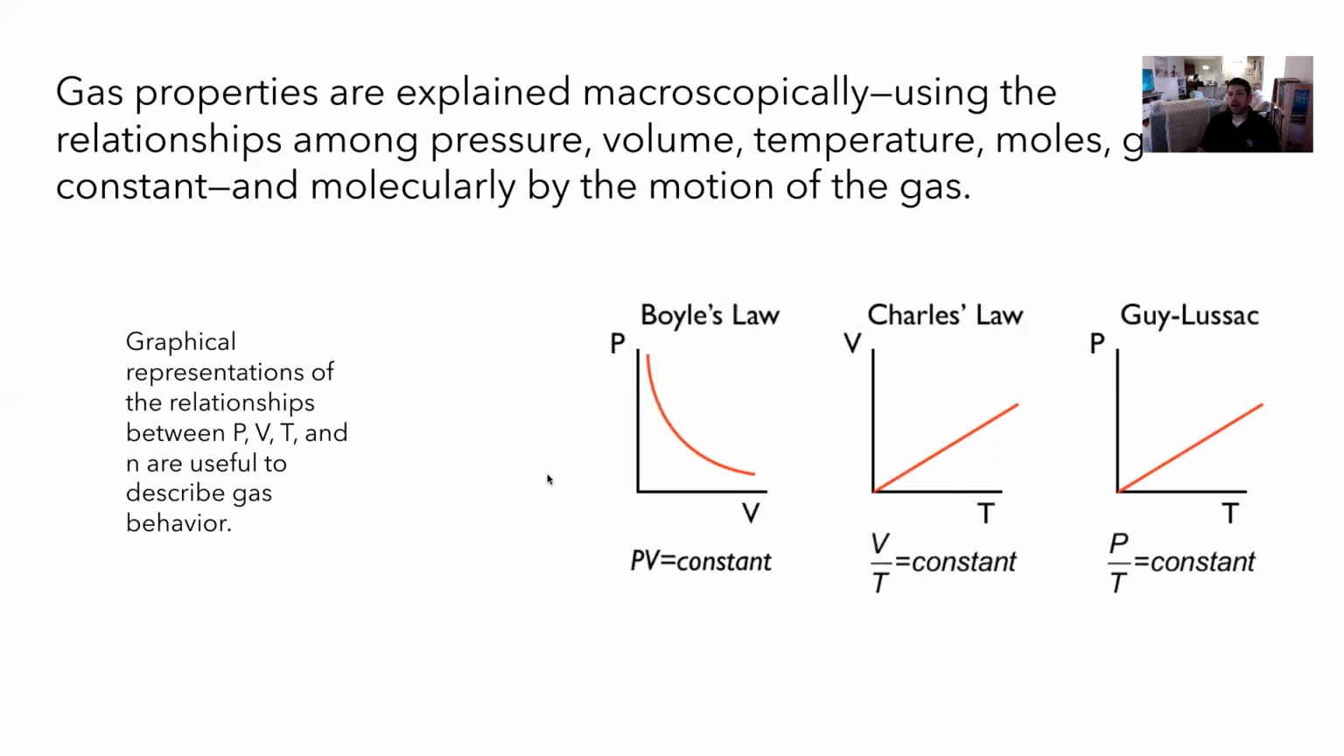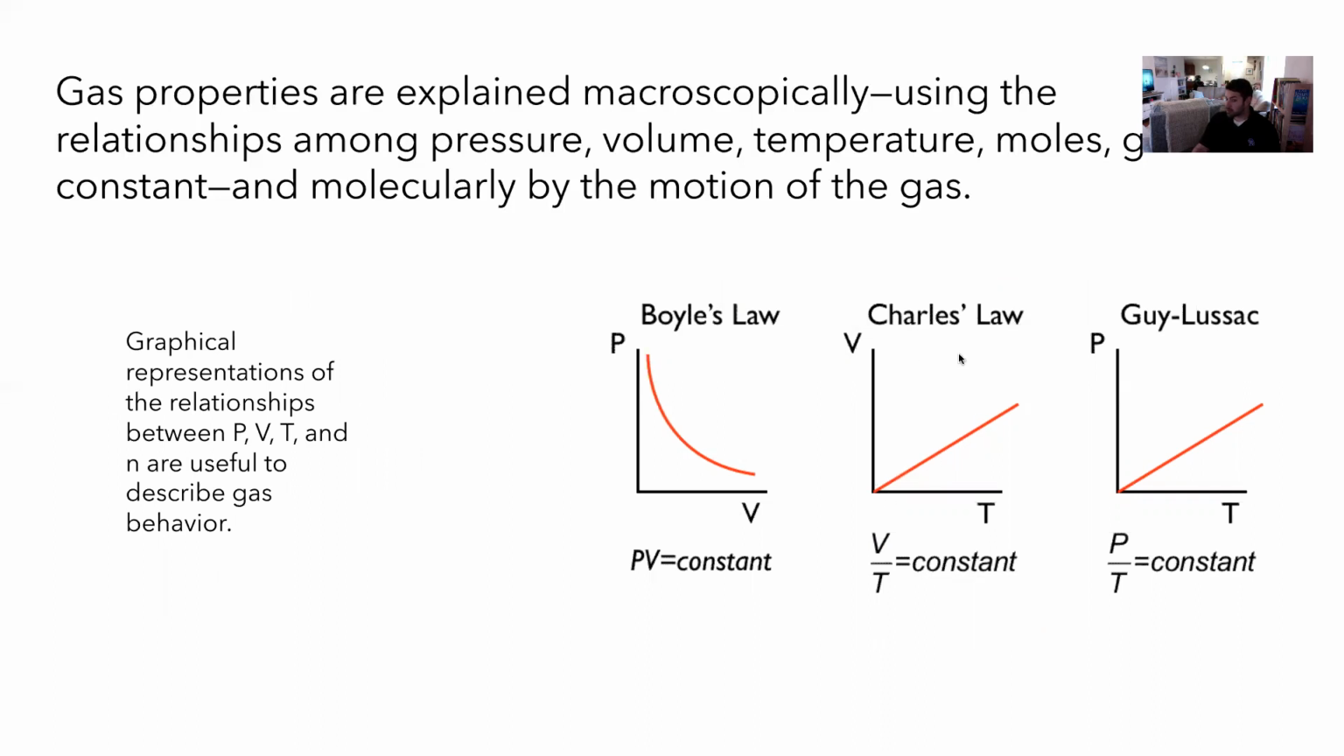All right, now, graphical representations of the relationships between P, V, T, and n are useful to describe gas behavior. Boyle's law is the only inverse relationship, pressure and volume, so that is a constant. So as one of them is really big, the other is really small, inverse relationship. Volume and temperature have this constant, this direct proportion where they increase.